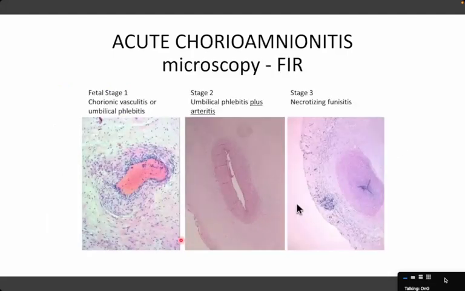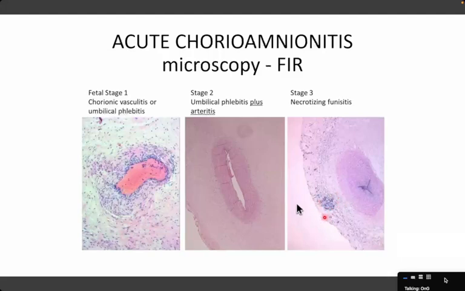That's how we'll decide. So this is a stage 1 fetal inflammatory response. You've got an umbilical phlebitis. This is a muscular artery, and the inflammation involves the artery, which would then be a grade 2 fetal inflammatory response. Grade 3 is a necrotizing funisitis, and Gamma showed the gross image of the candidal infection in the cord, and this is what we'll see.